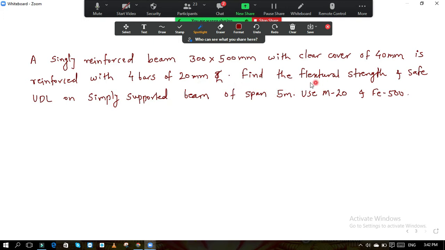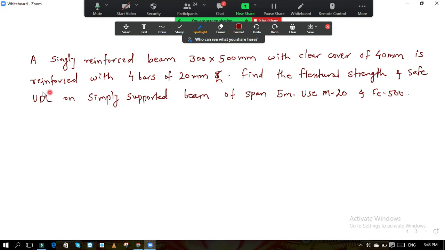Find the flexural strength. Flexural strength means again moment of resistance. This is also called Mu limiting, moment carrying capacity. So four names are there: moment of resistance, Mu limiting or limiting value of moment, then flexural strength and moment carrying capacity of the section. It is one and the same thing.